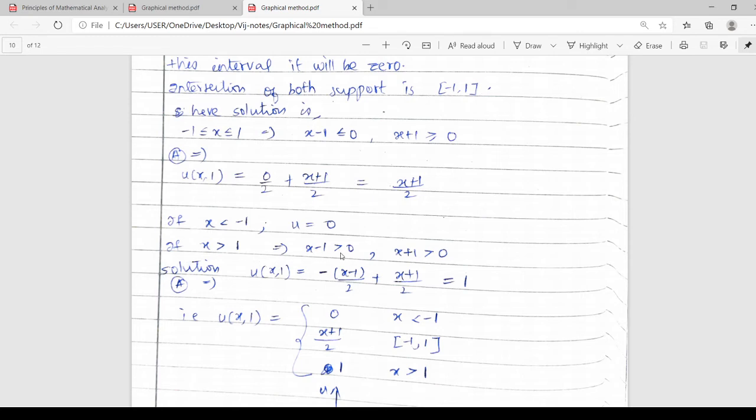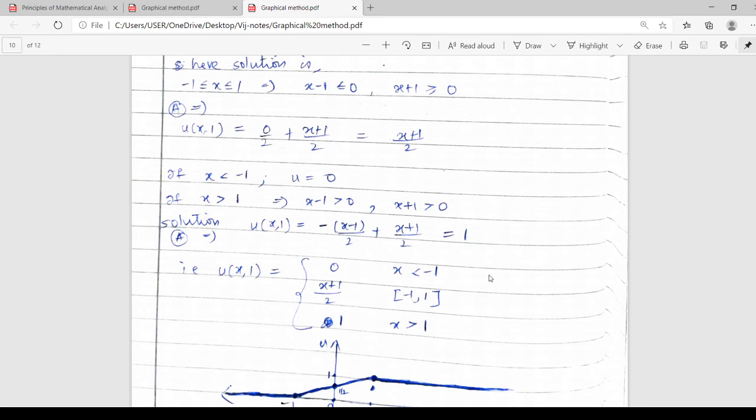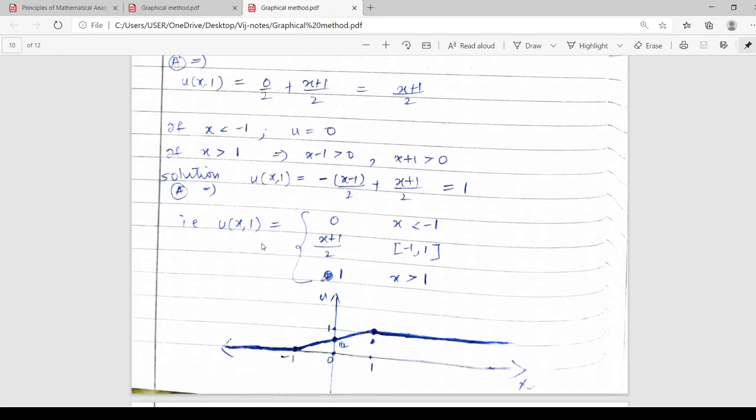x-1 is greater than 0 and x+1 is greater than 0. So in this case, u will be -(x-1)/2 + (x+1)/2, so it will be 1. So it means that in the interval, u(x,1), if x is greater than 1, its value is 1. If x is less than -1, it is 0. And if x lies in the closed interval [-1,1], its value is (x+1)/2.